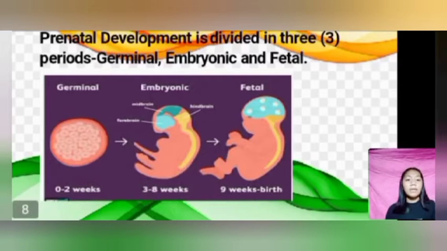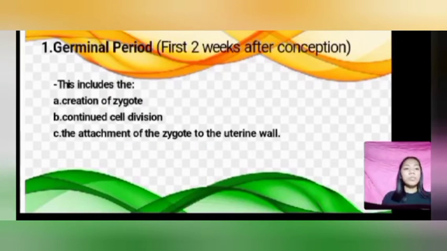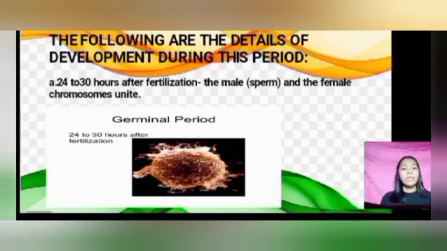Germinal is 0 to 2 weeks, the embryonic is 3 to 8 weeks, and the fetal is 9 weeks to birth. Germinal period, 1st to 2 weeks after conception. This includes the creation of the zygote, cell division, and the attachment of the zygote to the uterine wall. The following are the details of development during this period. First is 24 to 30 hours after fertilization. The male sperm and the female chromosomes unite.